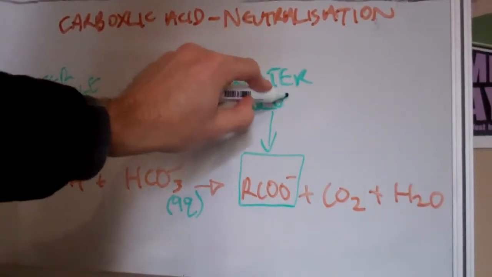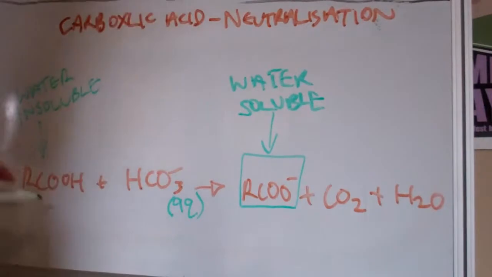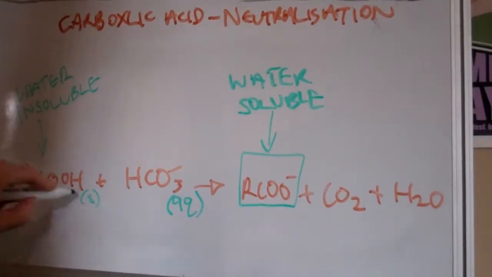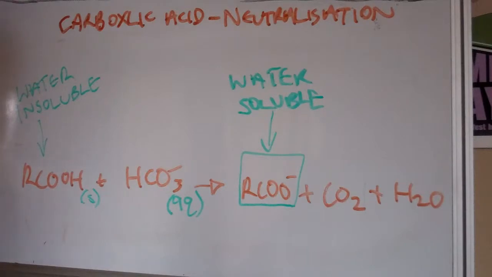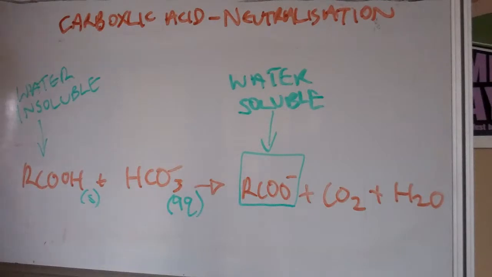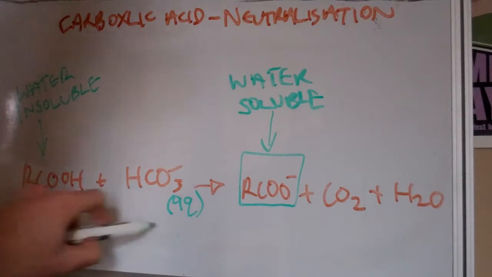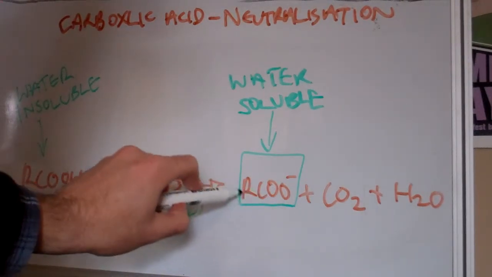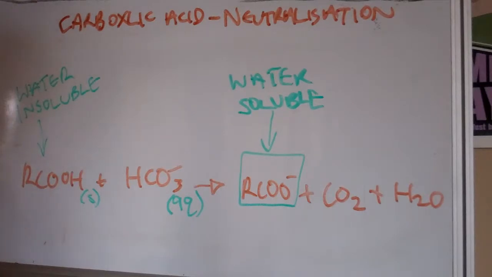What happens is one of the products is the carboxylate ion, which is water soluble. So if, for example, this was a solid, it would look like this carboxylic acid is actually dissolving, where what is actually happening is this reaction is occurring and the carboxylate ion is forming. As the carboxylate ion forms, it's soluble in water, and it looks like the carboxylic acid is dissolving. We'll talk about why carboxylate ions are more soluble than carboxylic acids in the next video.